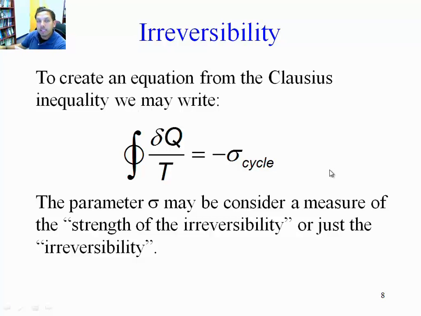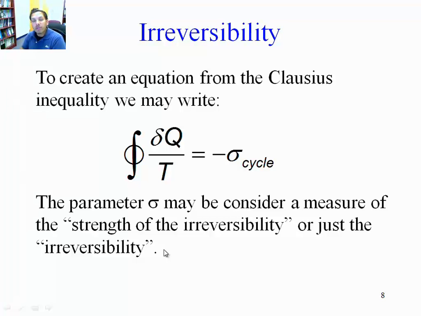We eliminate the zero on the right hand side, we eliminate the inequality sign, we turn it into an equality, and we call the right hand side sigma. This is just a mathematical trick. Now, the parameter sigma may be considered a measure of the strength of the irreversibility, or just simply the irreversibility. We're trying to measure the irreversibilities that occur in the cycle that make this integral be less than zero.